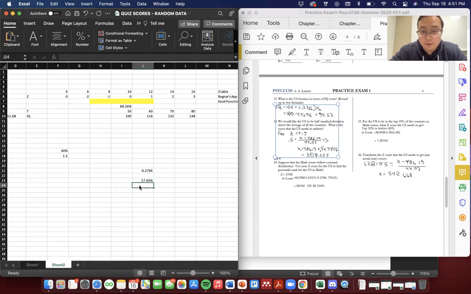Or just positive 0.2766. If you take this number and multiply it by anything, you get 27.66% of it. So if I had 30 slices of pie and I wanted to eat 27.66% of the pie, I just take this and multiply it by 30.